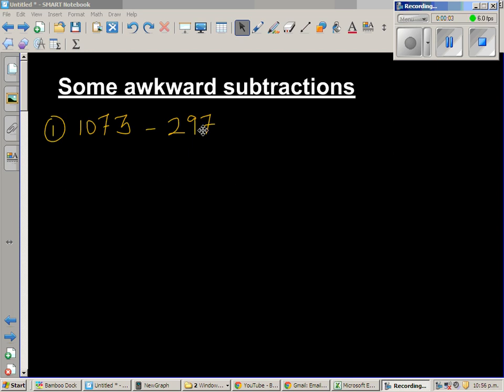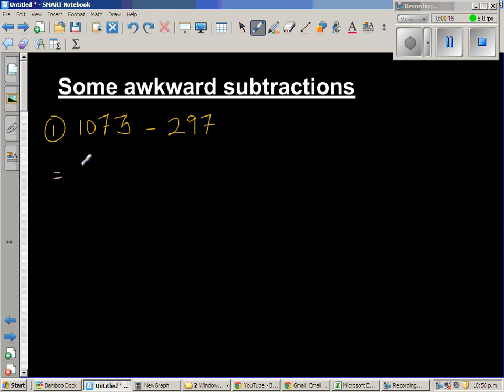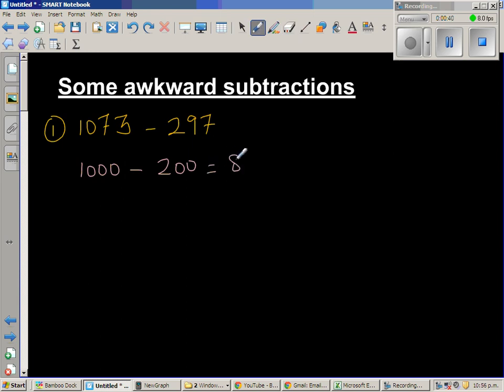Let us look at the subtraction 1073 minus 297. How can we do it? I'm going to subtract 1000 minus 200. This is 1073, so I'm not worrying about 73. I'm saying this has got 1000 and this has got 200. So the first step, 1000 minus 200 is easy, that's 800.